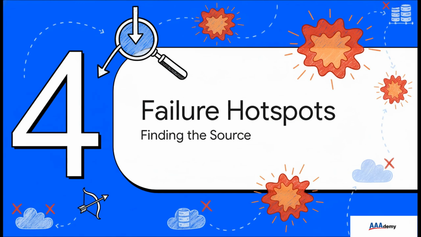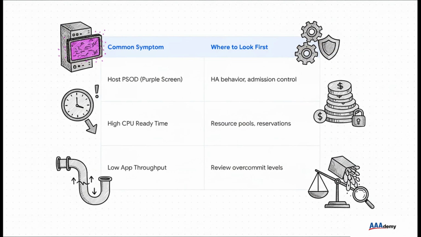With our plan and our tools in hand, let's go hunting. We're going to look at the most common hotspots, the places where failures just love to hide. Let's kick things off with compute. You see a host with the dreaded purple screen of death? The very first thing to check is your HA behavior and admission control settings.